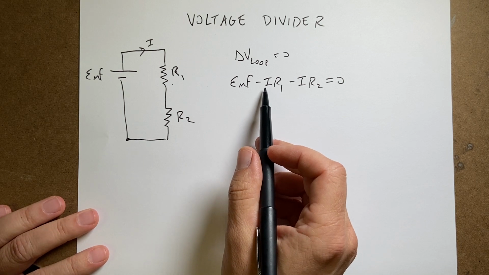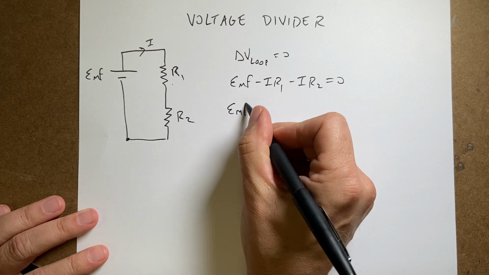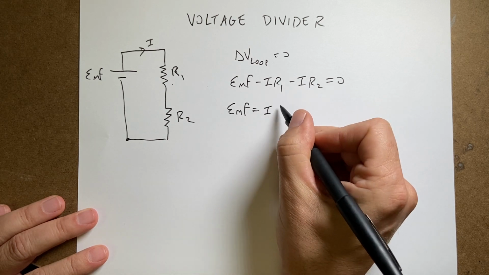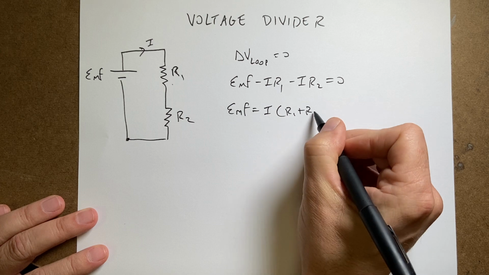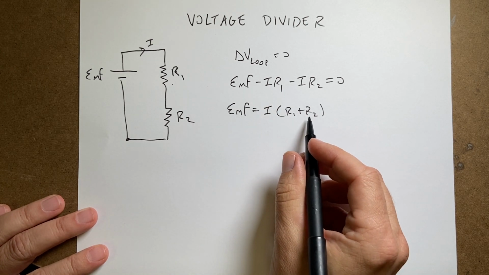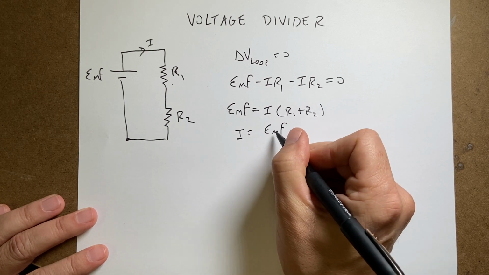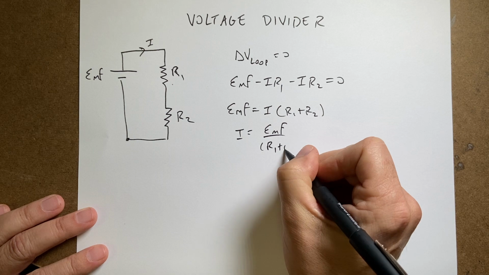Let's go ahead and solve for the value of I. So if I do this, I could say EMF equals I times R1 plus R2, because I can factor out the I, and then I can divide by R2 plus R1, and I get I equals EMF over R1 plus R2.